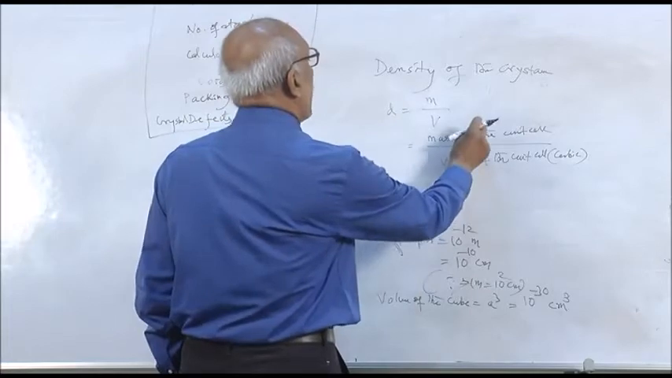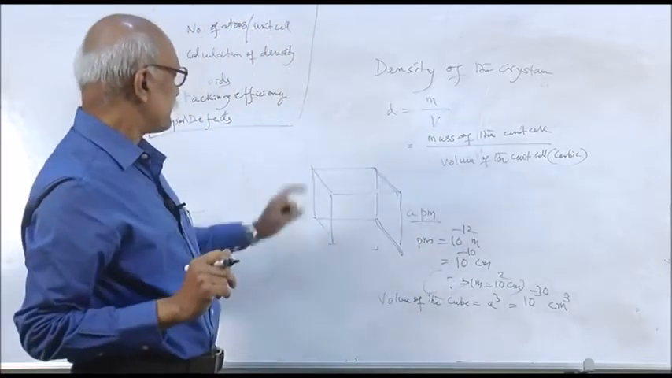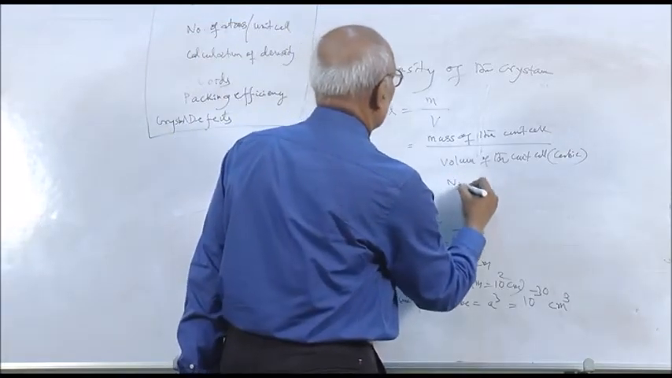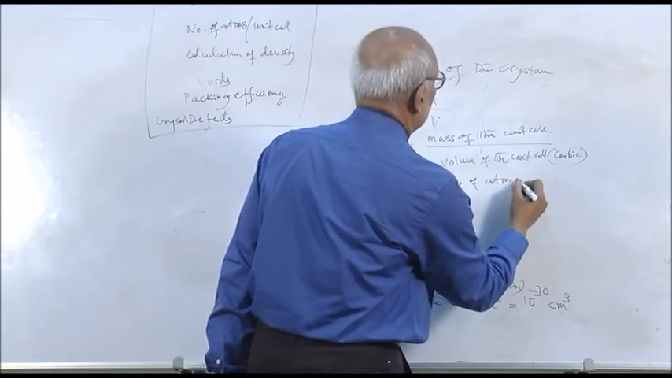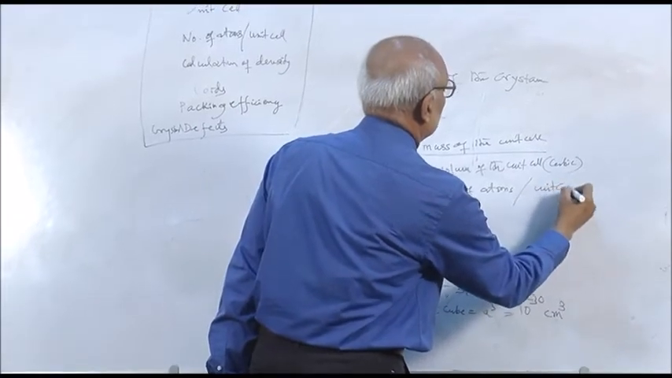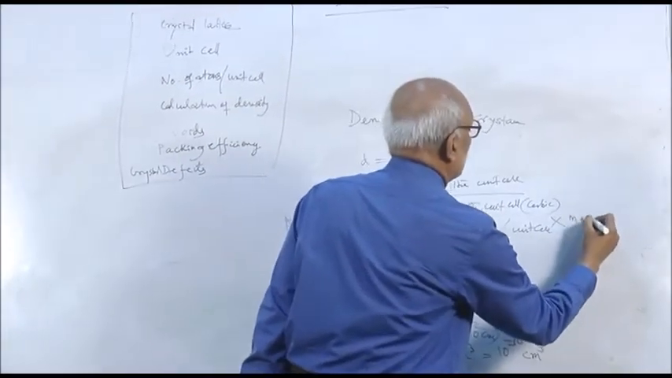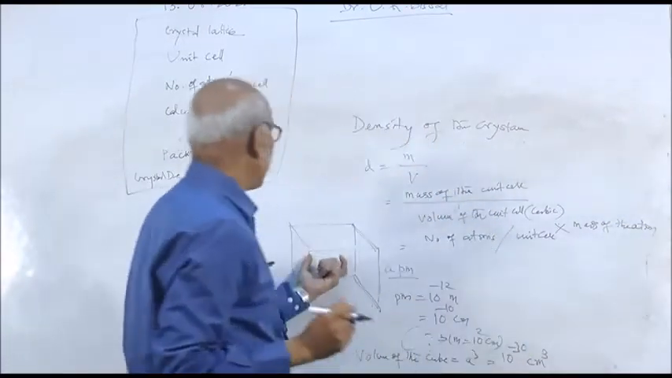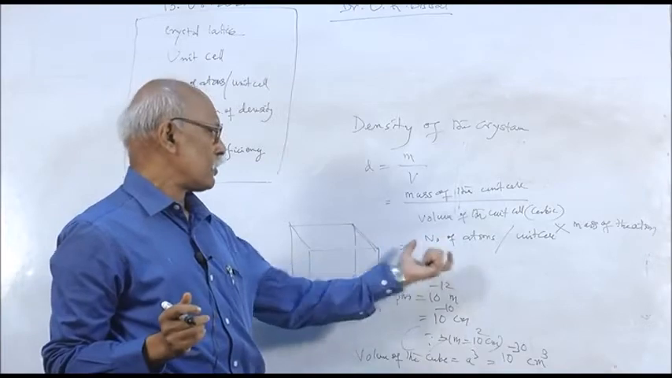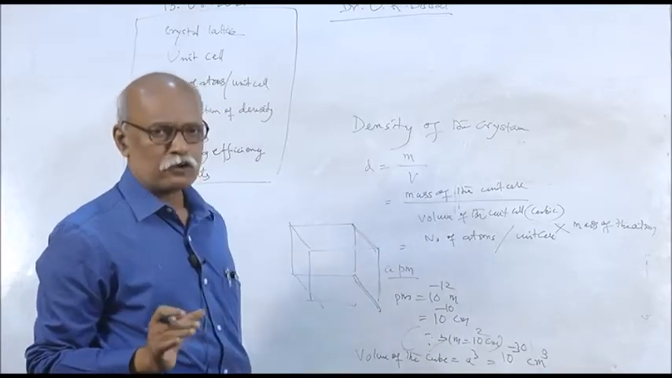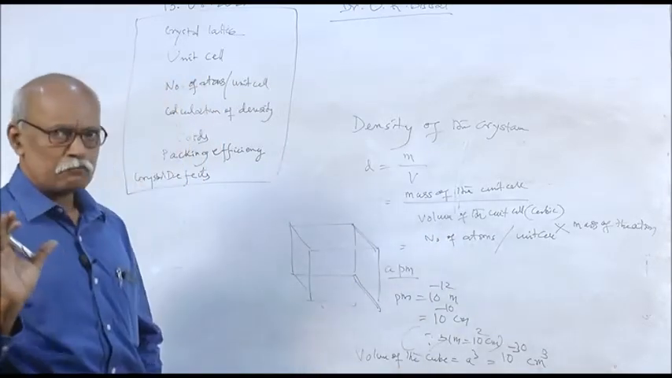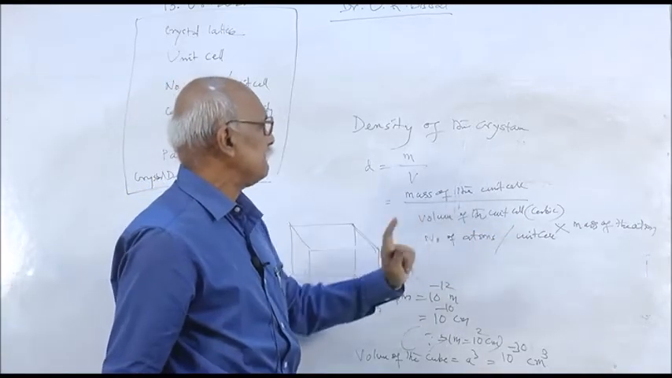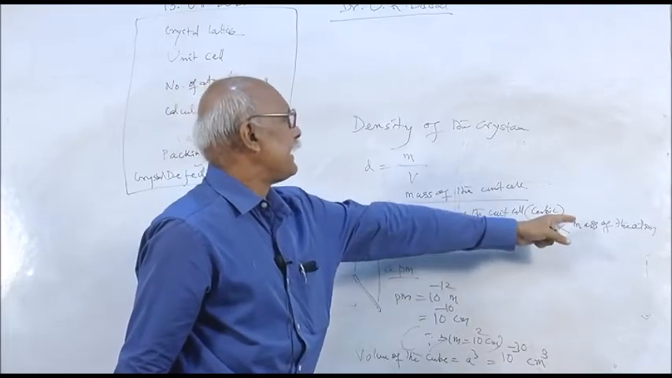Then you calculate the mass of the unit cell. The mass of the unit cell is the number of atoms per unit cell into the mass of the atom. If you know the weight of one atom, multiplying it by the number of atoms gives the mass of the unit cell. So the mass can be calculated from the number of atoms per unit cell and its mass.